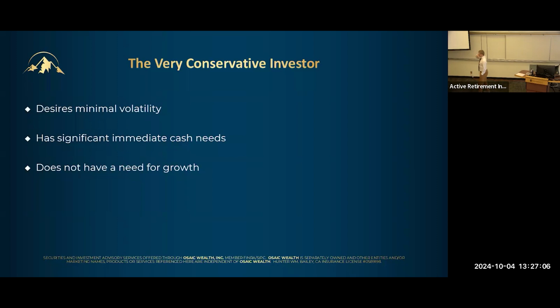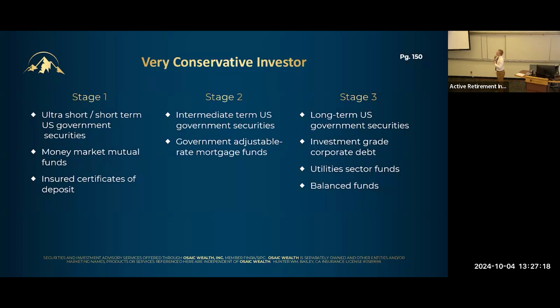So this kind of person is really not going to need a lot of stocks. They're really just going to need stuff that provides income, because what we want to do is maintain the value and just pay out a little bit of interest, pay out some dividends for our time there. So this kind of person might use these sorts of allocations for their portfolio. Stage one: ultra short, super short-term US government securities, money market funds, CDs, just really, really liquid stuff.